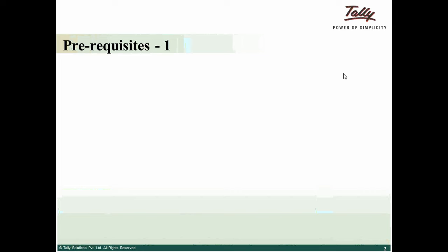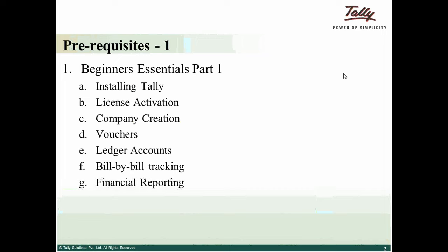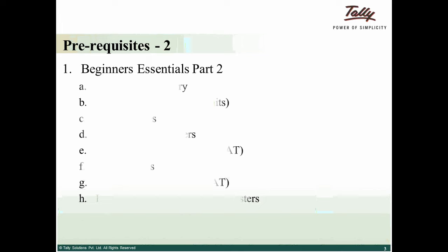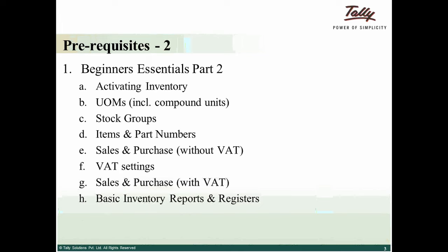As of now, you might have gone through prerequisites 1, which contains these topics: installing Tally, activating license, creation of company, passing entries, creation of master, ledger, bill by bill tracking, financial reporting. And under prerequisites 2, you have learned activating inventory, unit of measurement, stock groups, item and part number, sales and purchase without VAT, and configuration of VAT, sales and purchase with VAT, and basic inventory report and register.